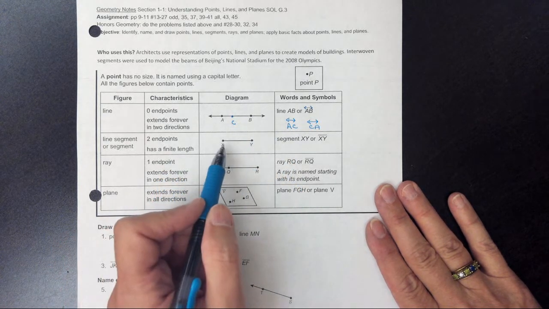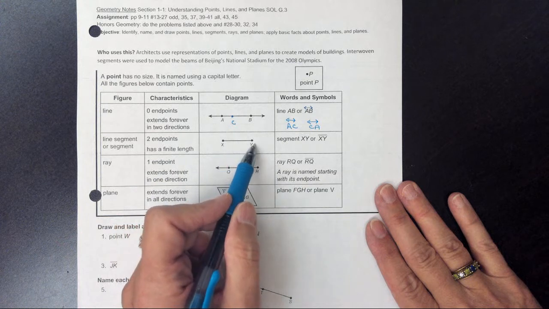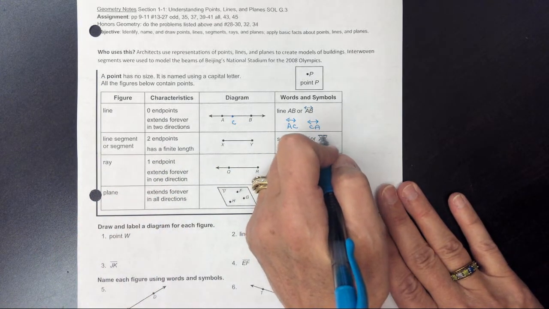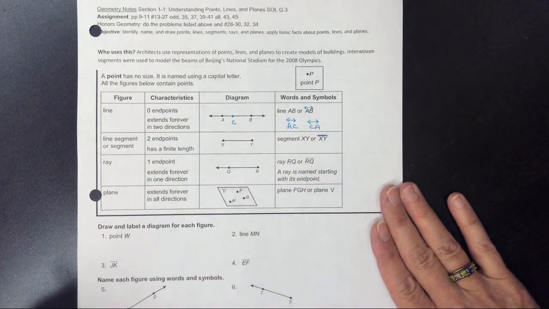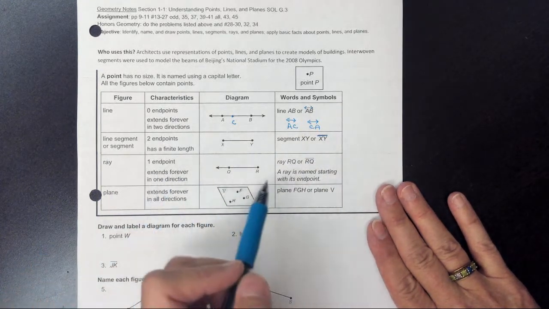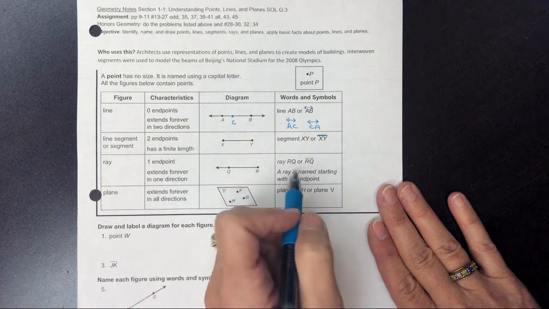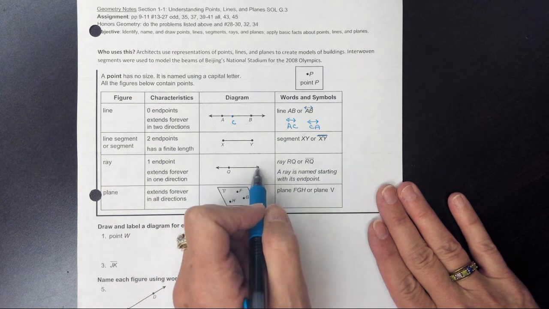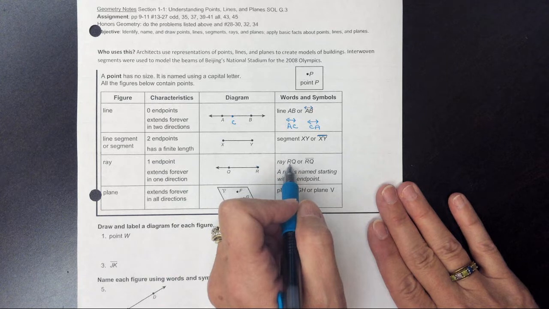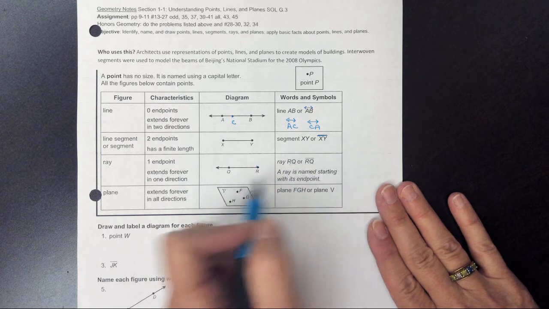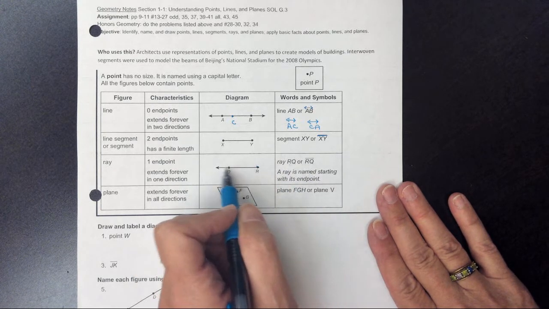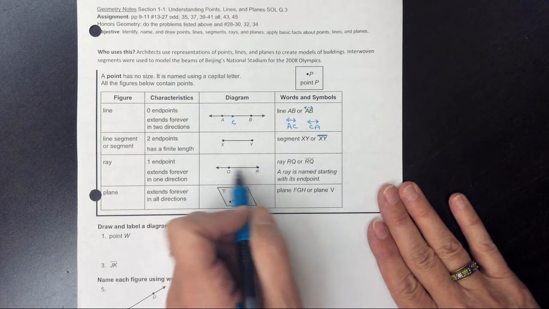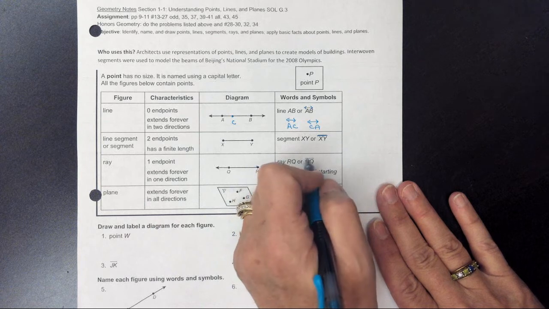Now with a segment, you're going to name it with the 2 endpoints, whatever the 2 endpoints are, and use the segment symbol over the top. Notice there's no arrows over that symbol. A ray starts with an endpoint when you name it. So whatever the endpoint is, so notice R is the endpoint, you're going to start with that endpoint when you list it. And then you're going to put another point that indicates the direction the ray is going in.